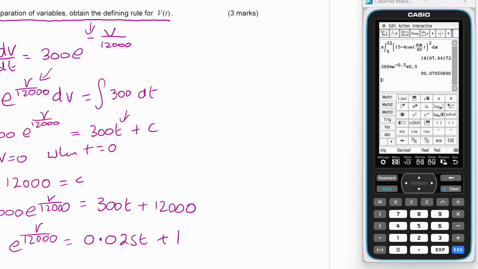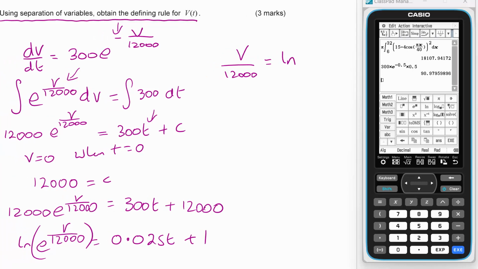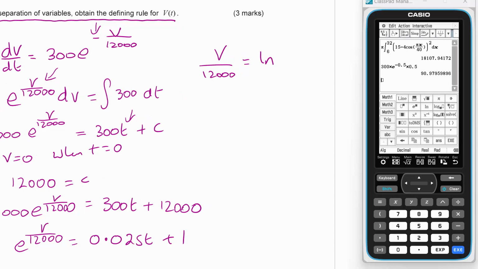Now we could take natural logs of both sides. The log and the exponential function are inverse functions. And so we just end up with V over 12,000 is the natural log of 0.025t plus 1, and therefore V is equal to 12,000 times the log of 0.025t plus 1.